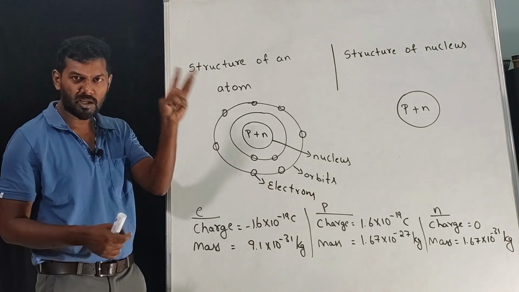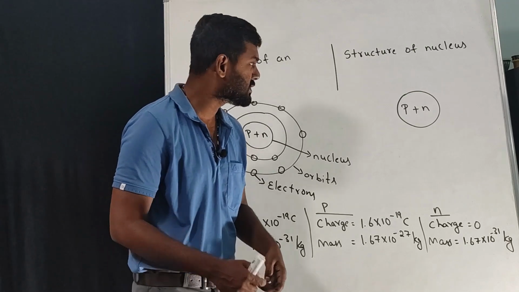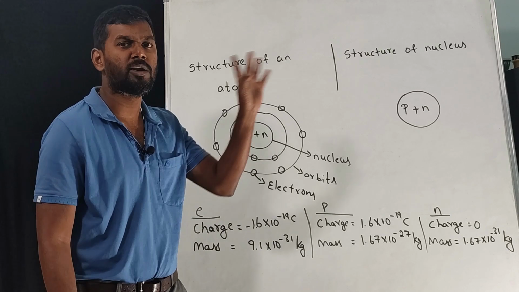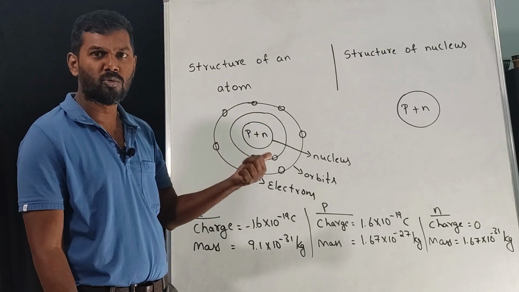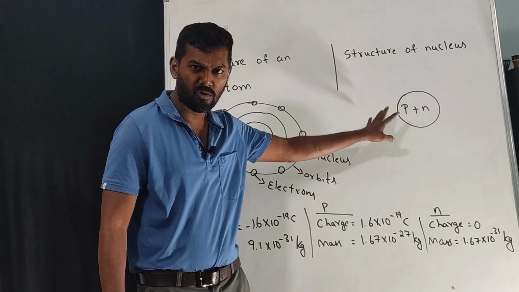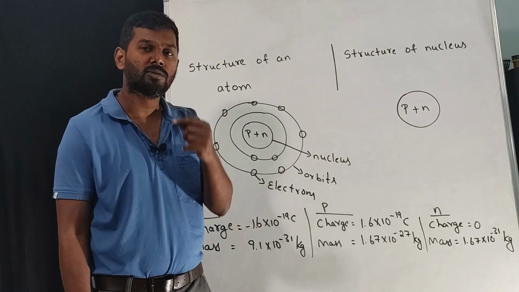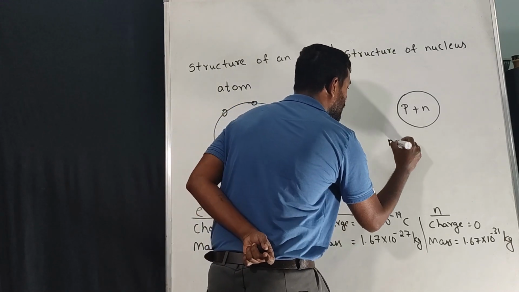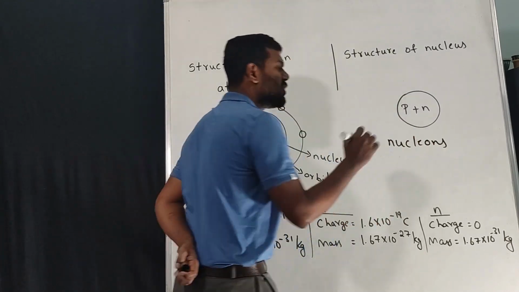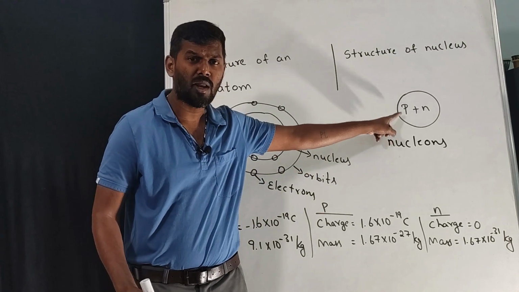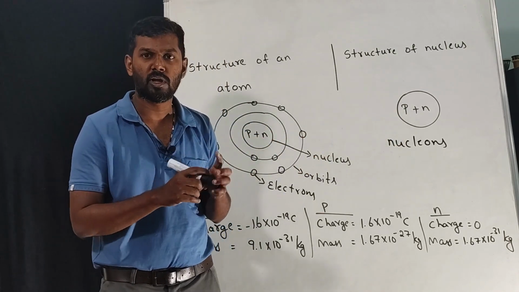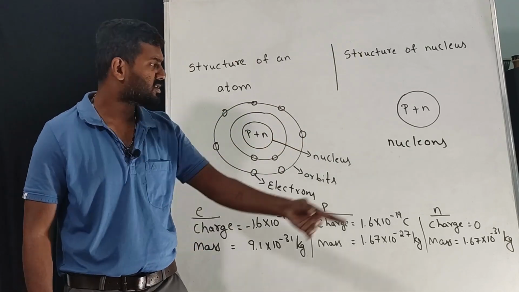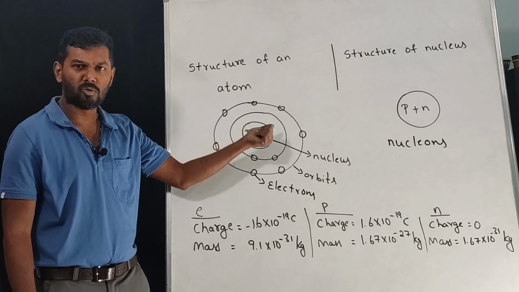When it comes to atom, three constituents, but when it comes to nucleus, there are only two constituents, that is proton and neutron. So in atom, proton, neutron and electron. When it comes to only nucleus, proton and neutron. Proton and neutron together are called nucleons. Keep this also in mind. So the two constituents of nucleus are proton and neutron, or else you can call them nucleons. When it comes to atom, proton, neutron and electron.